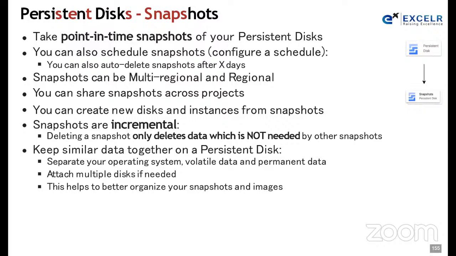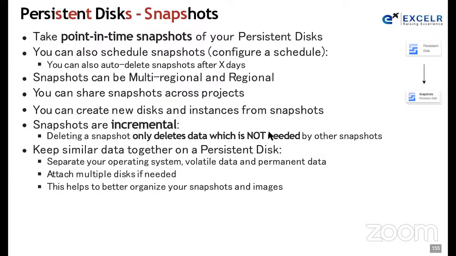So always try to use some of the best practices. Keep similar data together on a persistent disk. Separate your operating system, volatile data, and permanent data from your persistent disk. Attach multiple disks if needed, or simply use one big disk. This helps to better organize your snapshots and images. Why? Because you are in a position to take a snapshot of an individual disk and will be able to use that data for any other virtual machines or other use cases.